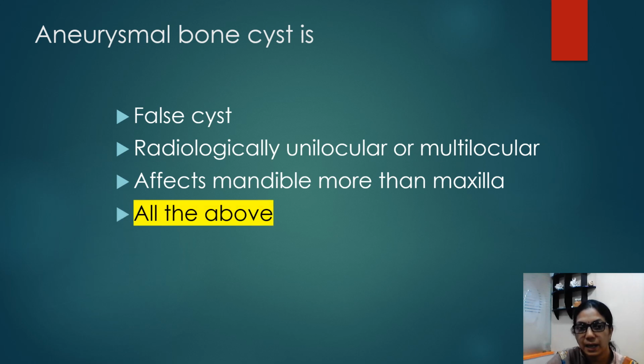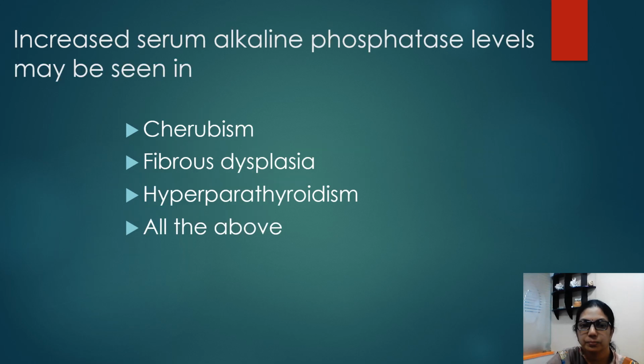There is no epithelial lining present with this cyst in the bone, and it affects mostly the mandible, and radiologically it is unilocular or sometimes even multilocular, with septations also seen within the cyst.